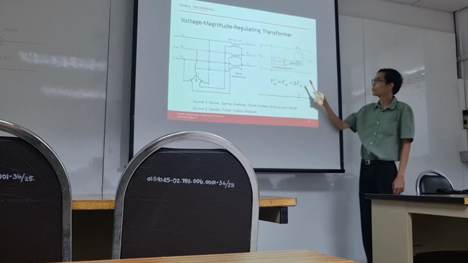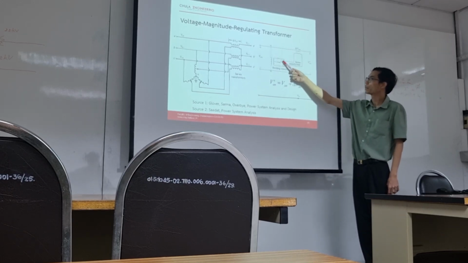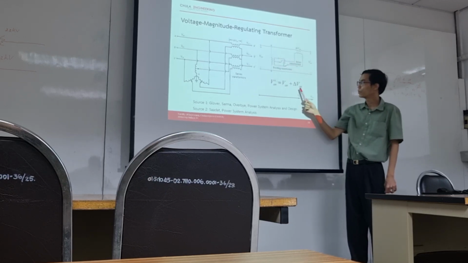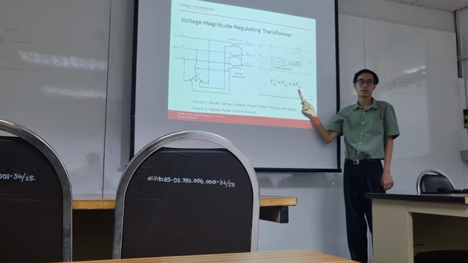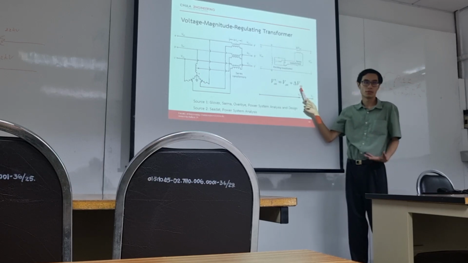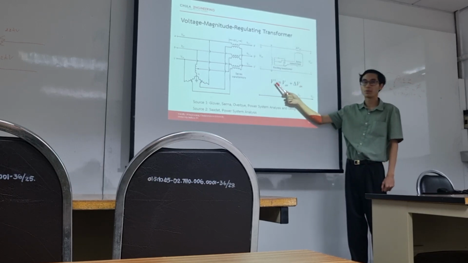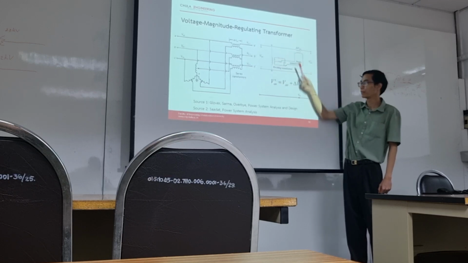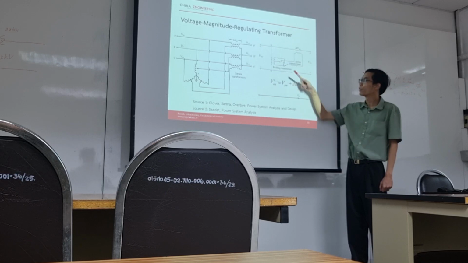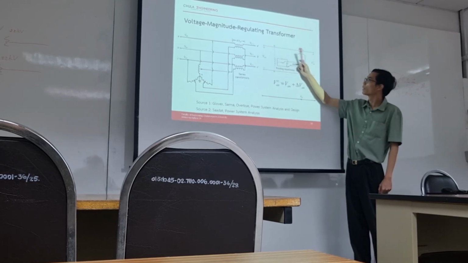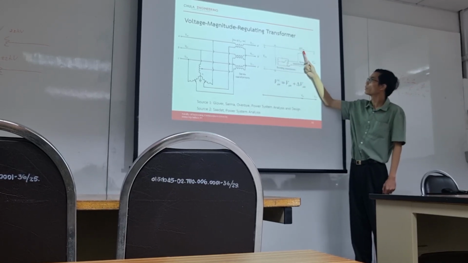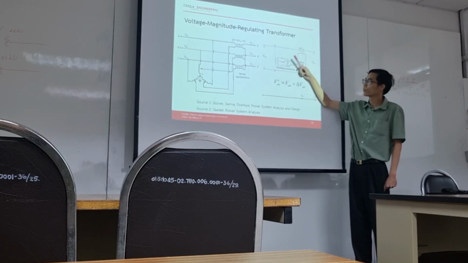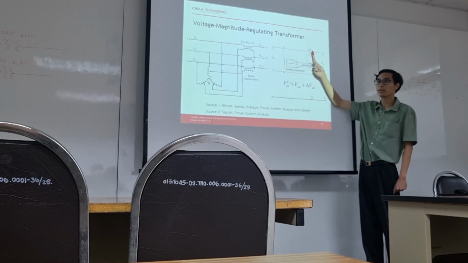The thing is, we can use this tap changing transformer. You can adjust the tap here to adjust delta VAN. So we can control the output voltage by adjusting this tap. When we adjust this tap, the voltage delta VAN will change, right? When we adjust this, the voltage here will change.